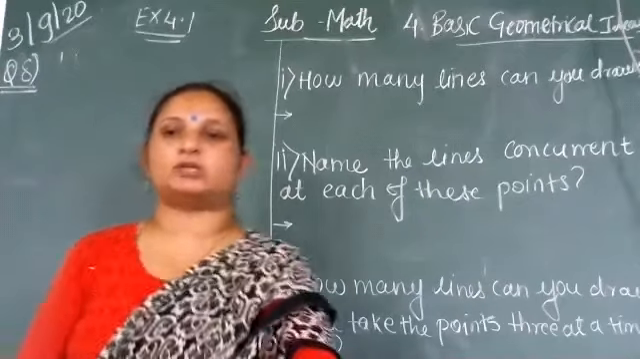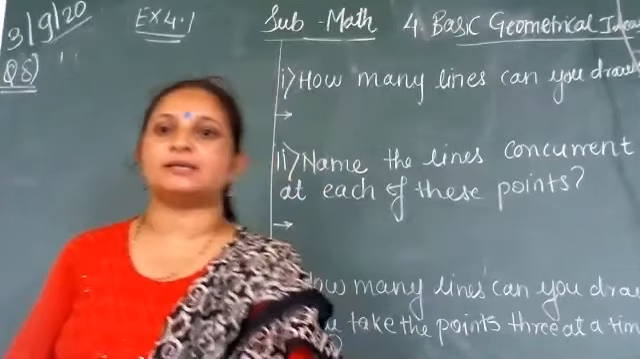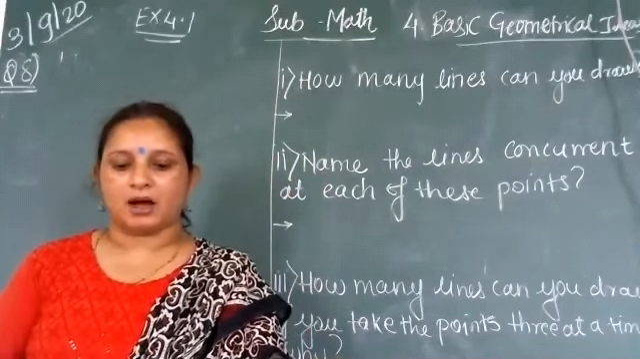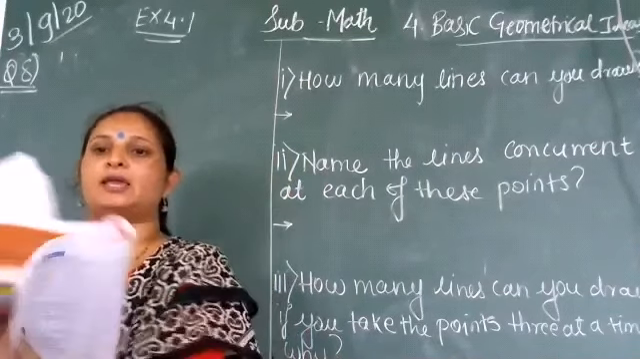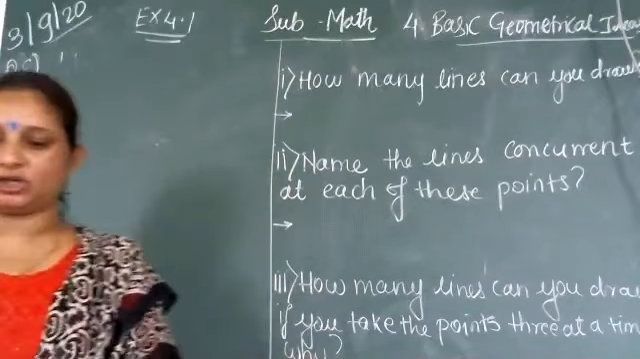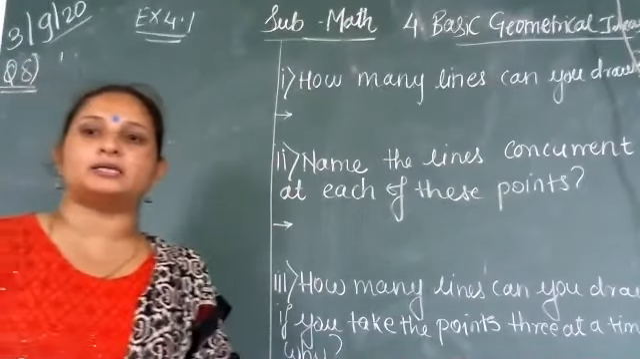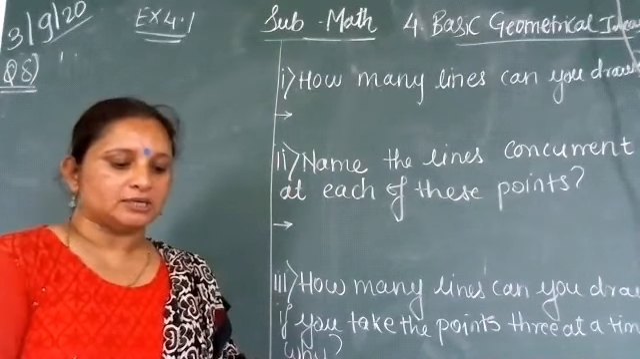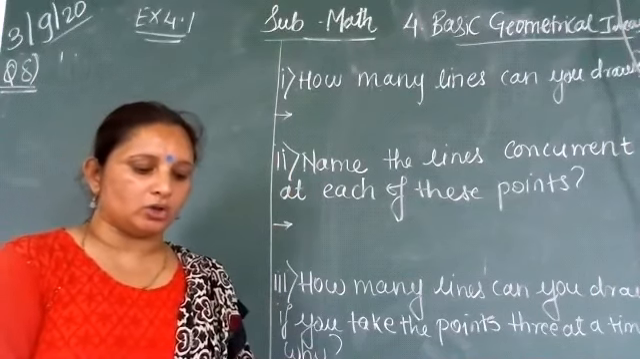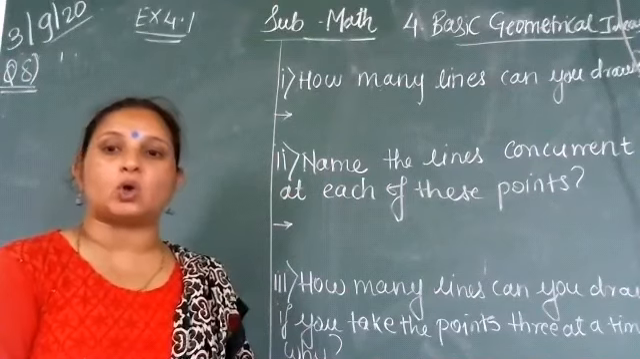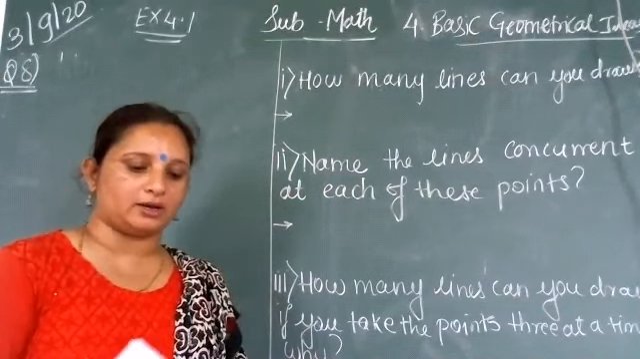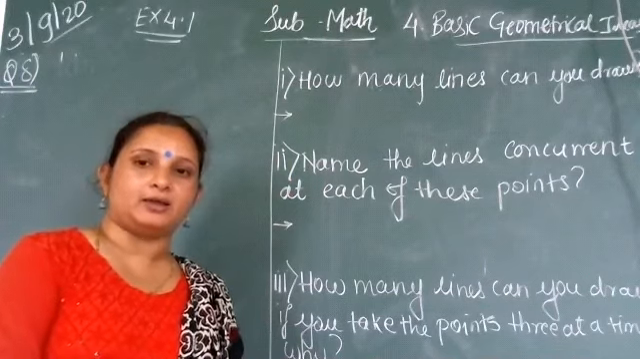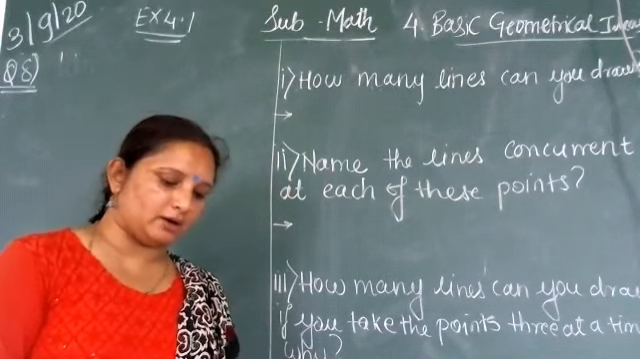Let's begin with question number 8. So what is asked in question number 8? They are telling us to mark 4 points E, F, G, H such that no three of them are collinear. No collinear means they should not lie on the same line. Okay.